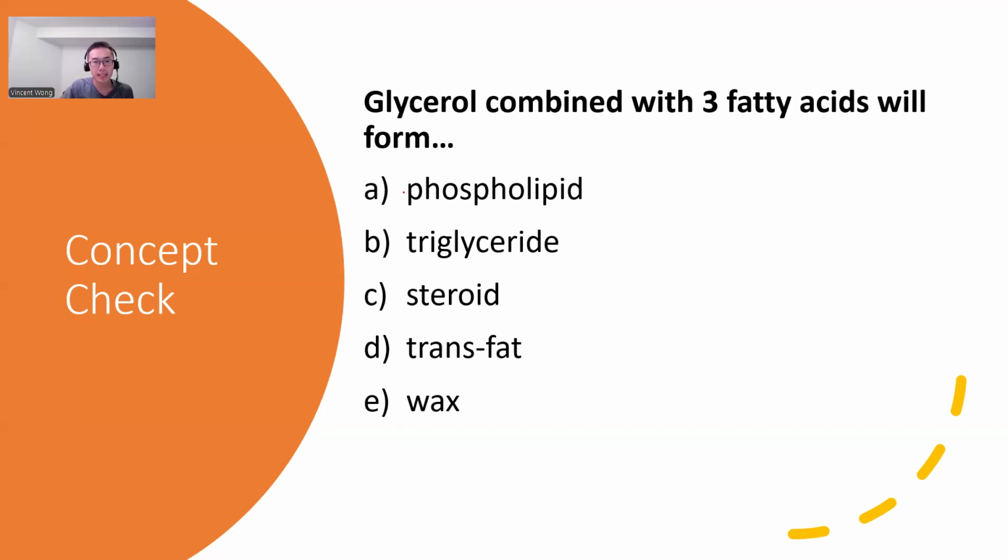3 fatty acids and glycerol, that would be a triglyceride. Okay? Tri means 3, right? Like a triangle has 3 sides. A tricycle has 3 wheels. Triglyceride has 3 fatty acids. That's how you can remember it. Okay. Phospholipid is glycerol plus 2 fatty acids and a phosphate head.